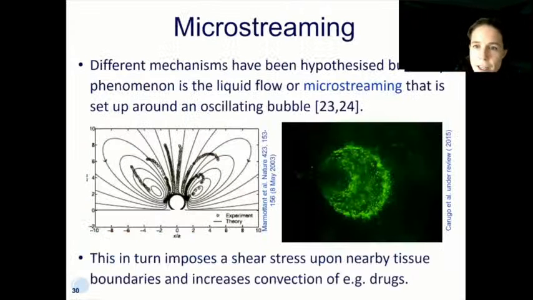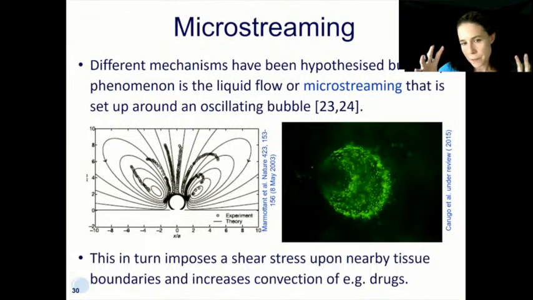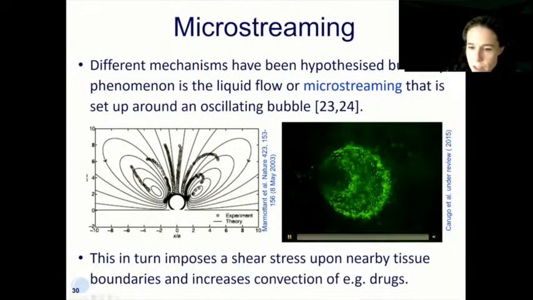Another very key effect produced by bubbles is their ability to set the surrounding liquid into motion, so-called streaming. Because the bubble is oscillating in a very nonlinear fashion, momentum is imparted to the surrounding liquid, and because it's nonlinear, that process is asymmetric, and so you get a steady flow being produced around the oscillating bubble. That's what we're seeing here.